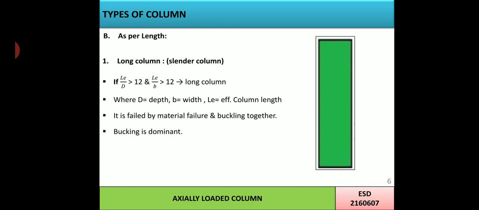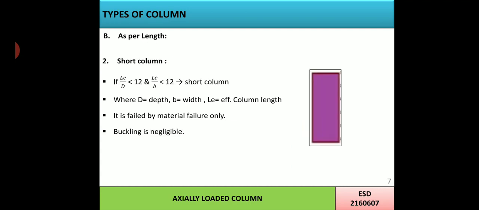Usually buckling is dominant. If we talk about the failure of the long column in detail, when force is applied on the column, stress increases as the load increases, as stress is directly proportional to force. With further increment in the force, bending stress will be produced and ultimately the column starts buckling. So usually a long column fails by buckling.